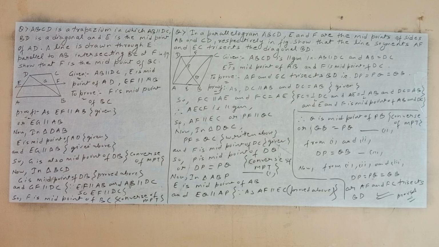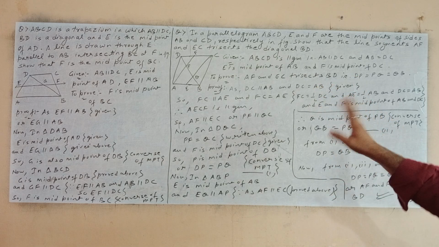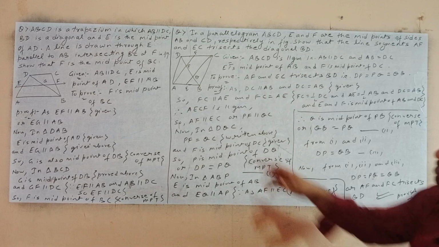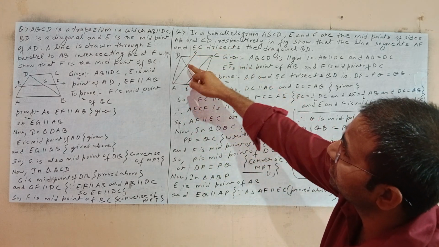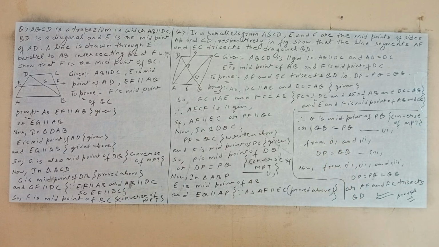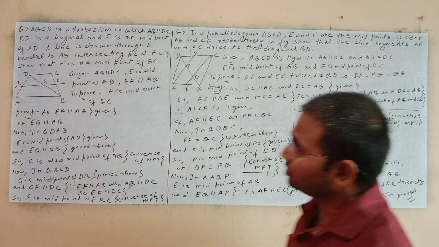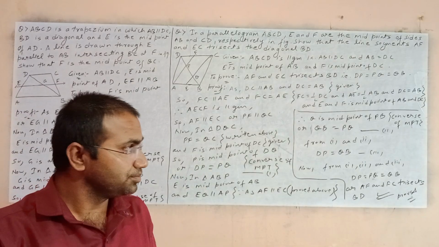See here, whatever we had to prove, we have got here. So in this way you will prove. First of all, you have to prove this is a parallelogram. Then you will take this triangle, then this triangle. Then by comparing, you can prove. I hope you have understood the solution of this question.